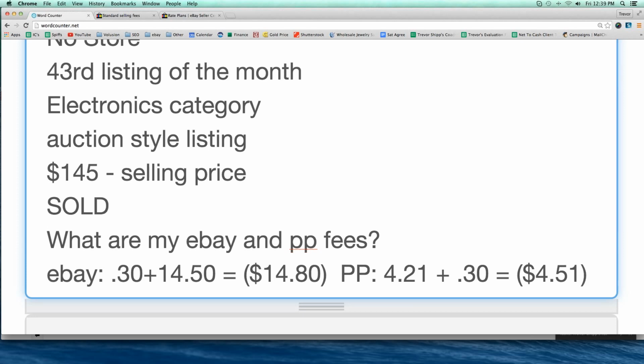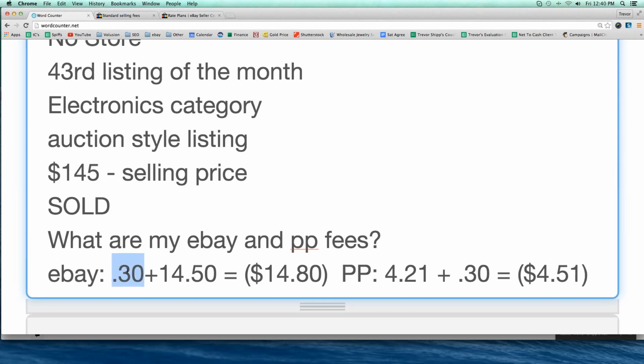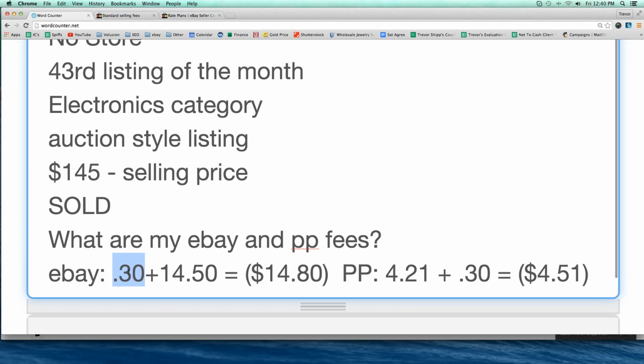Okay. Here's the catch, though. And Brenda, you caught on to this. If it's an auction style listing and we sell the item, this gets refunded to us right here. Okay? So we don't actually pay an insertion fee. That gets refunded back.